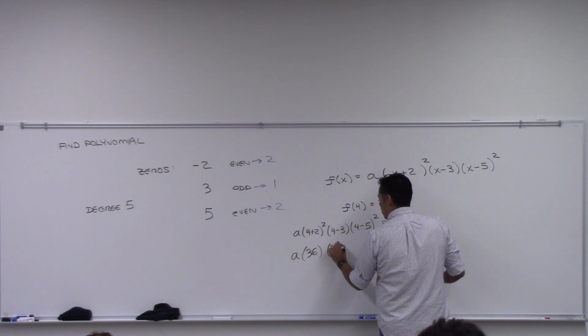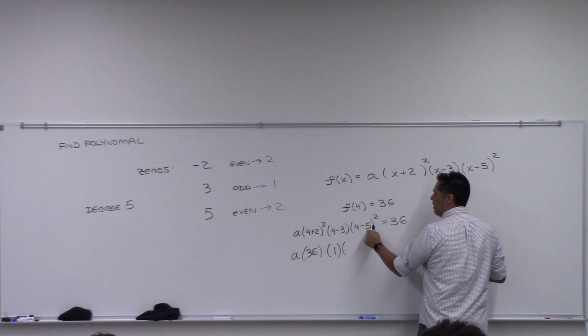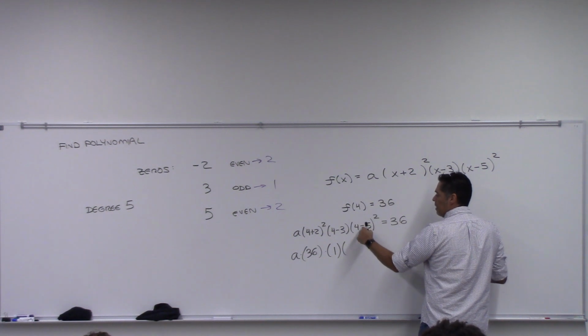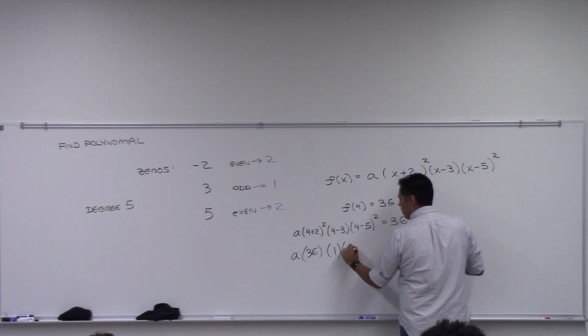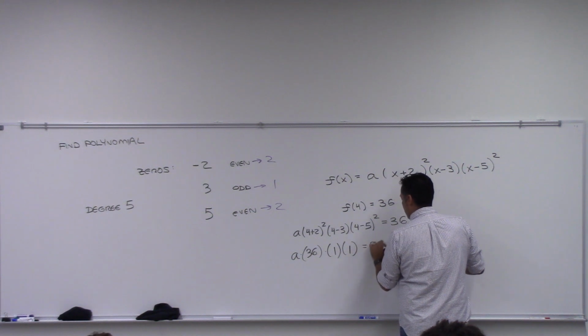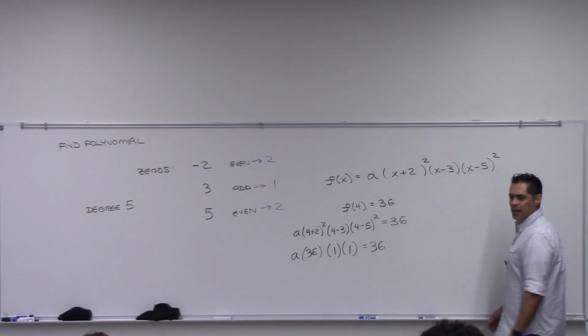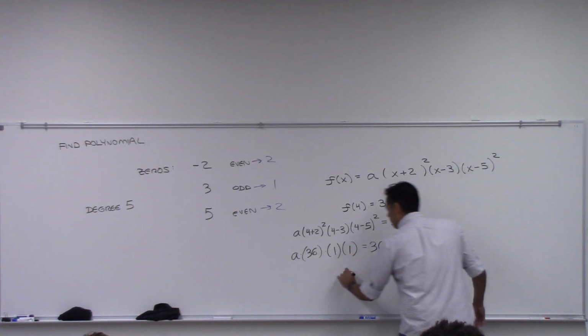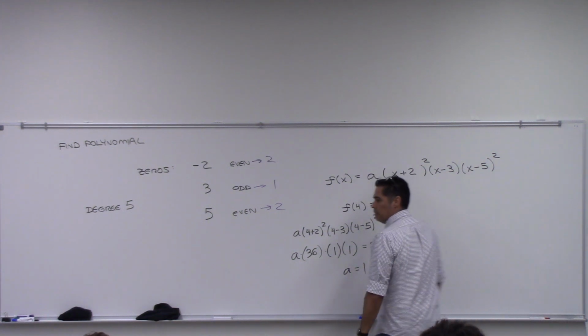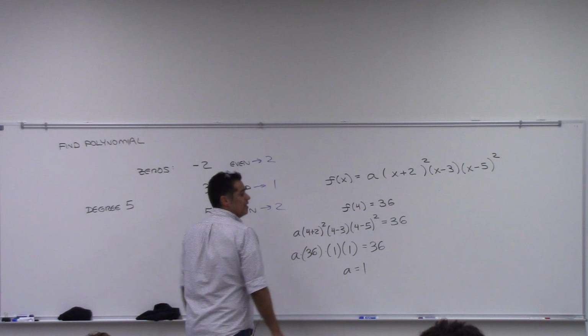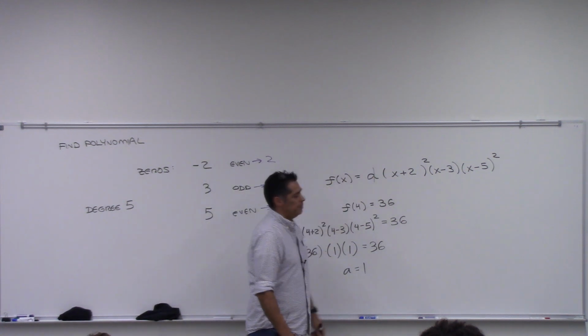4 minus 3 is 1. 4 take away 5 is negative 1. But I'm squaring it. Negative times negative is positive. So we get that. Hey, a is 1 again. I made up the problem. So a is 1. So our final answer is this with a 1 in front.